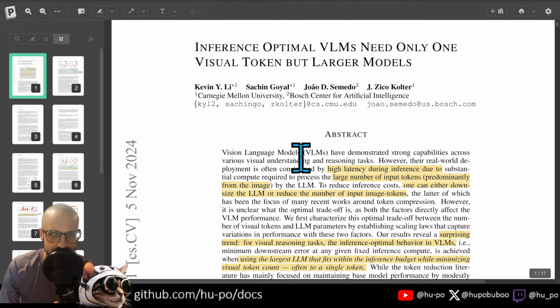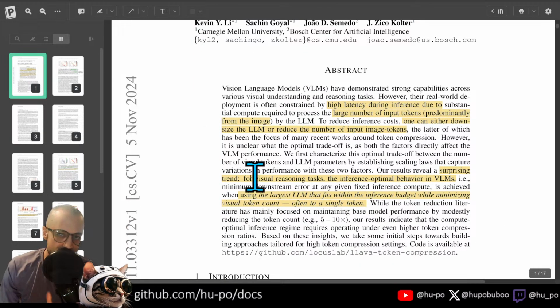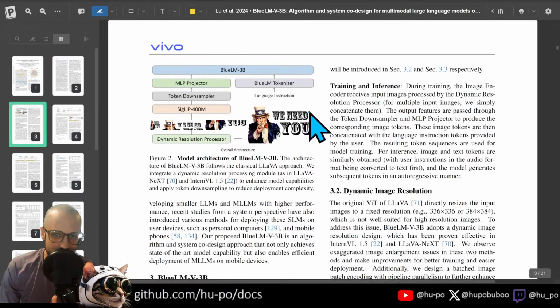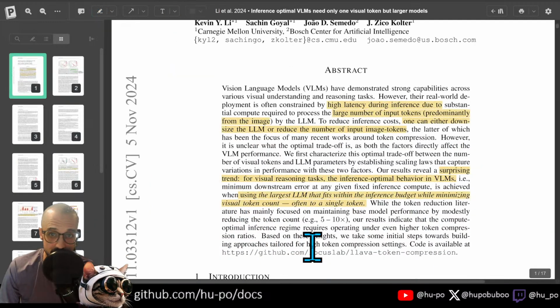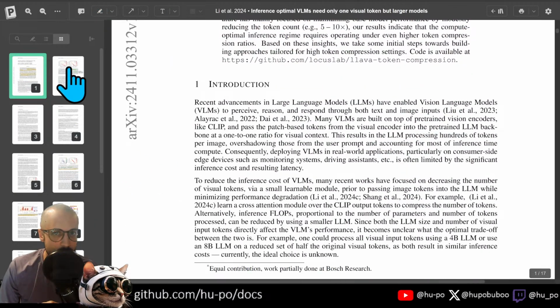But which one of those two paths do you want to use? There's a surprising trend for visual reasoning tasks. The inference optimal behavior in VLMs is to use the largest LLM that fits within the inference budget while minimizing visual token count, often to a single token. All right, so that's a little trippy, right? Because what you're basically saying is that you're going to reduce this entire image into just one token, which is not what's happening in current VLMs at all, right? Most of these VLMs, once you actually take all these patches and turn them into vision tokens, there's usually more vision tokens than there even is text tokens, especially if you have a simple kind of text question.